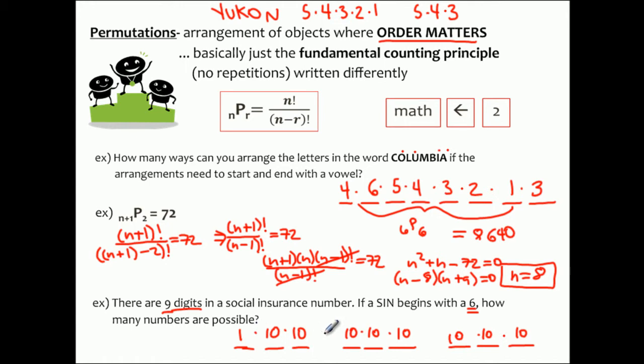So when you multiply all of these together, this will give you 100 million. That's the number of social insurance numbers that are possible that start with a 6.